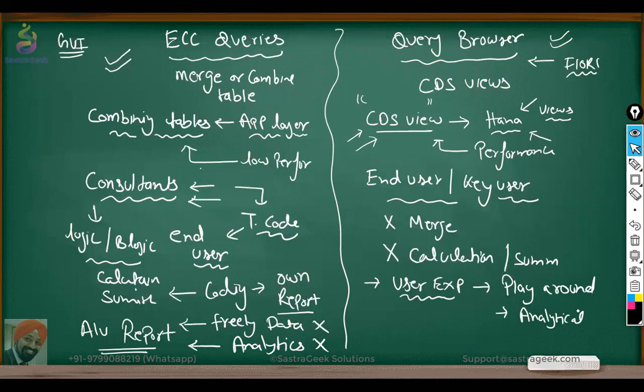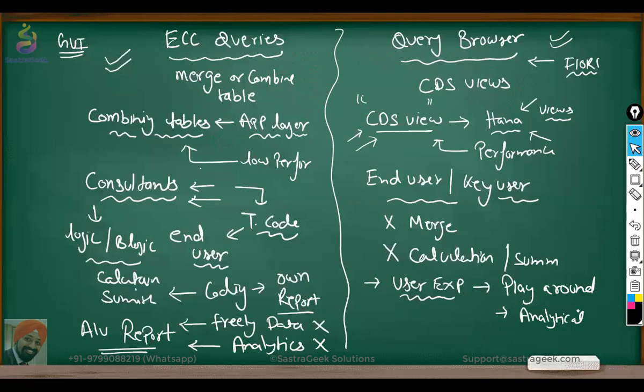The fields would be available. The user would be able to select, I want to do the summation on one field. I want to create a report with 4 fields, or I want to create my report with 10 fields. I want to generate a graph with 2 fields, a pie chart or a line graph. That kind of thing is available with the query browser. So the functionality which has been given, the audience which has been targeted, and the key analytics deliverables of the query browser are totally different from your ECC queries.